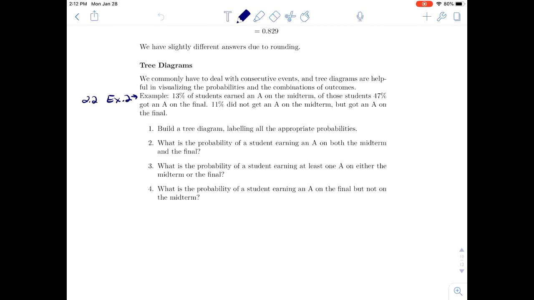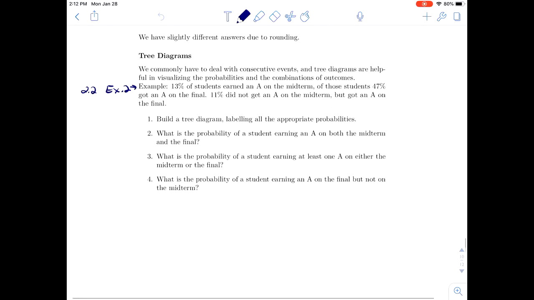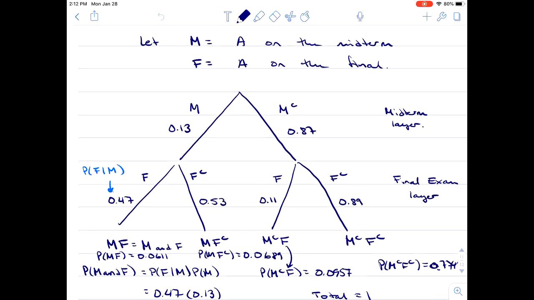So where we finished last day, I'm just going to tack this onto the notes that we did last day, and then I'll start a fresh sheet for today. We had this situation where you can either get an A or not an A on the midterm, and then you write the final and either get an A or you don't get an A. Right? And so we developed this tree diagram where M represents an A on the midterm and F an A on the final, ironically. And then we had the midterm layer, and the final exam layer.